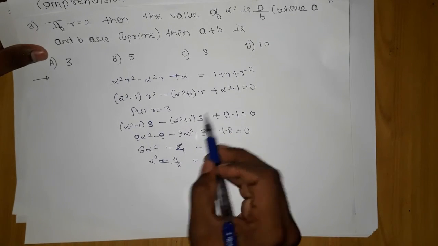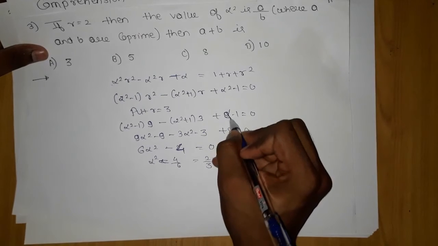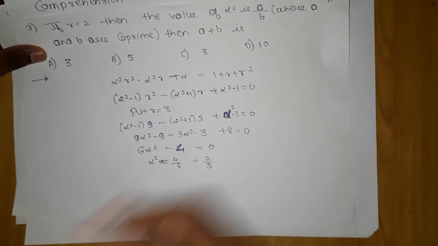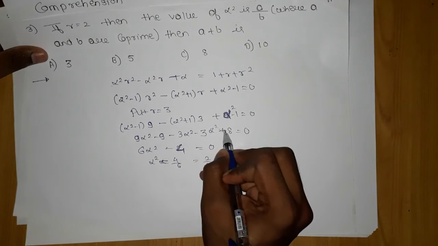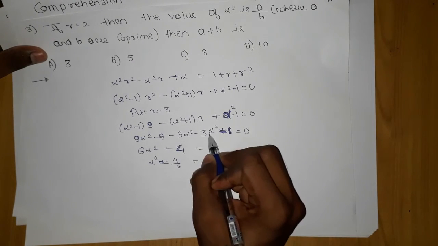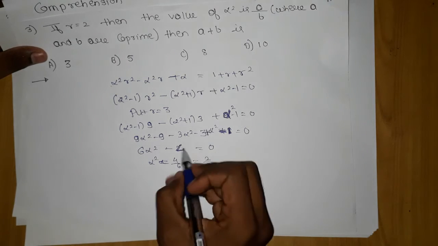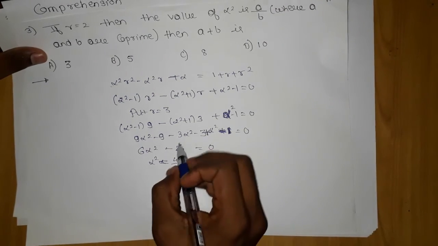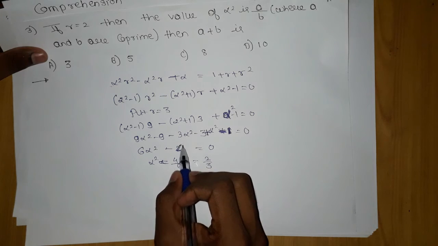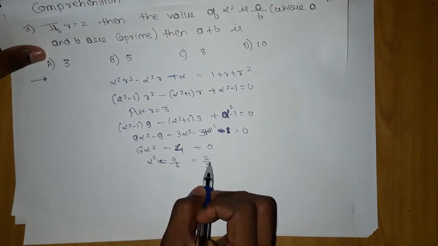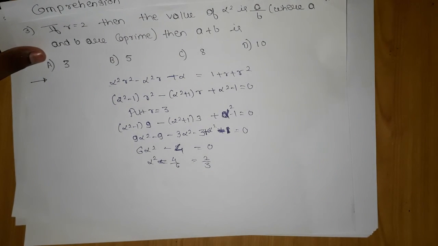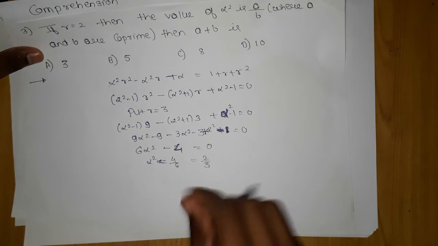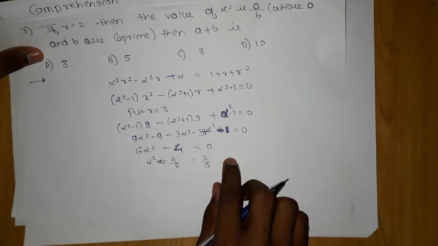If I put r equals 3, this is alpha square as it is, we will not substitute anything here, and here will be minus (alpha square plus 1). So what we will get here: 9 plus 3 is 12, plus 1. 9 plus 3, right? 9 plus 3. So we are getting 9 minus 3 is 12, 12 plus 1.